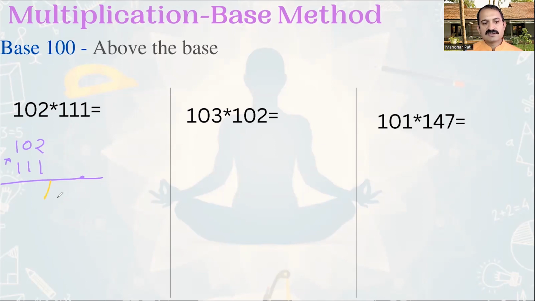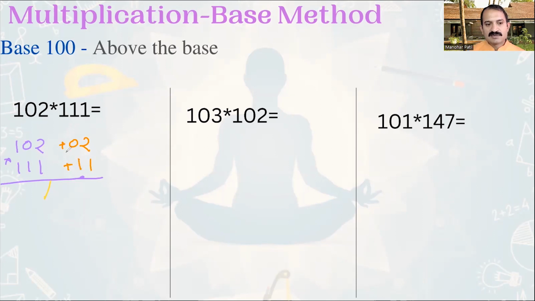You can see, I will write it for you. Write 102 and then write exactly below 111 and keep some space at right hand side. We will do some operation there. Once you write the example in this fashion, then we have to write how much that number is away from the base. Here our base is 100.